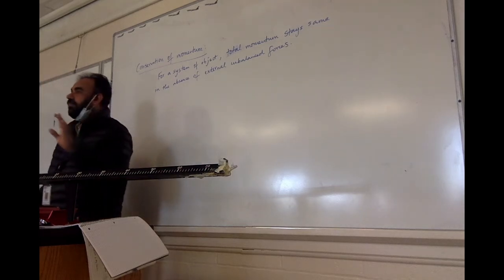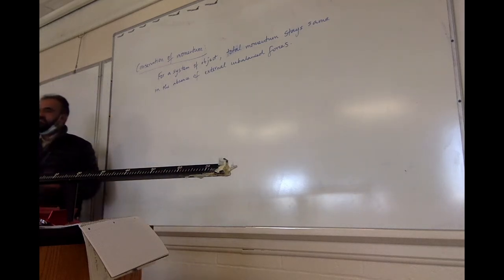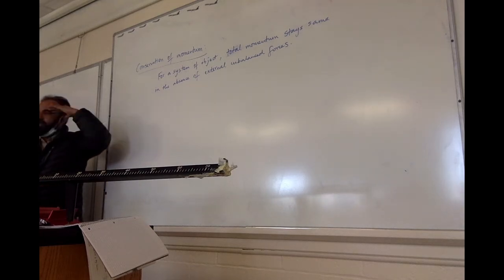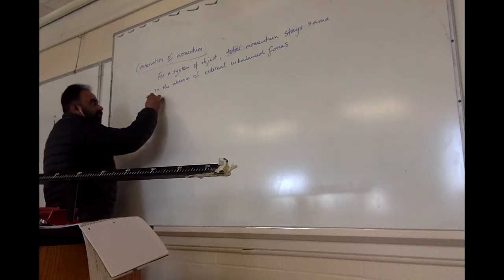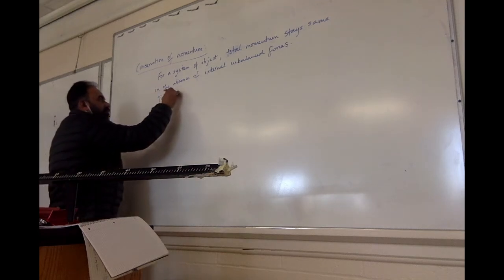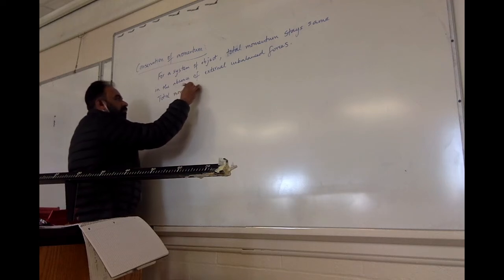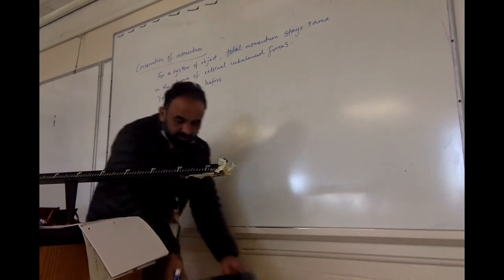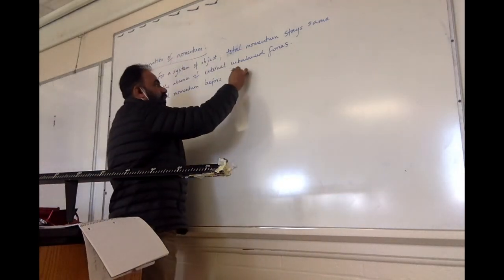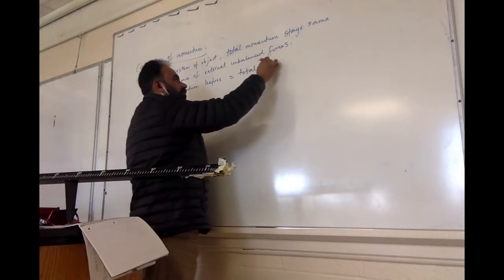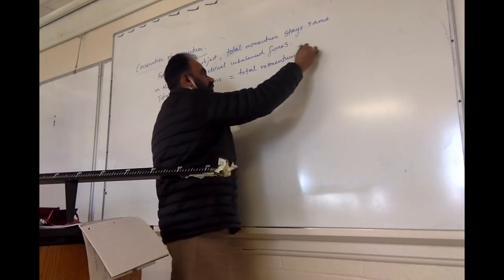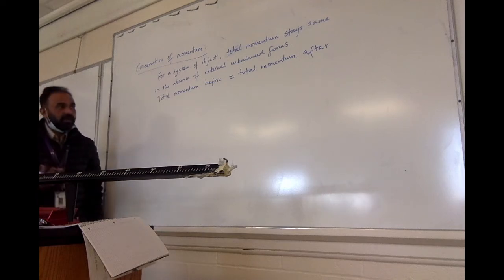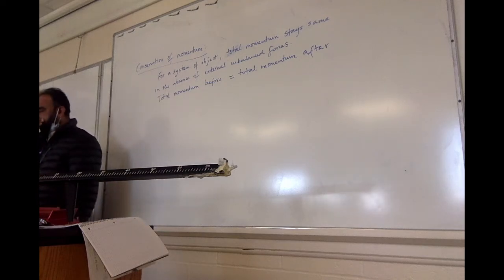So how do you deal with collisions of any kind? As you can see, the total momentum before should be equal to the total momentum after. That is conservation. So total momentum before is equal to the total momentum after. It can be for two objects, one object, it can be for anything.